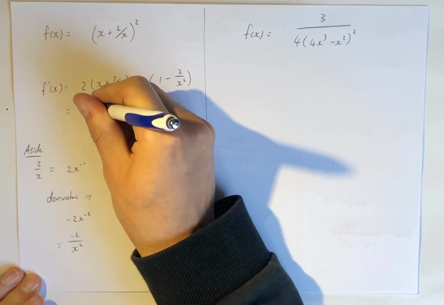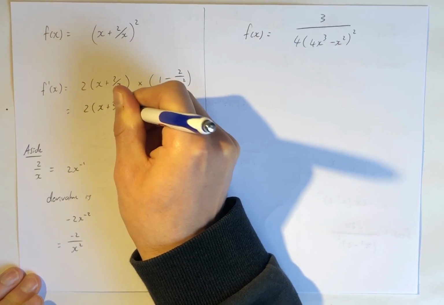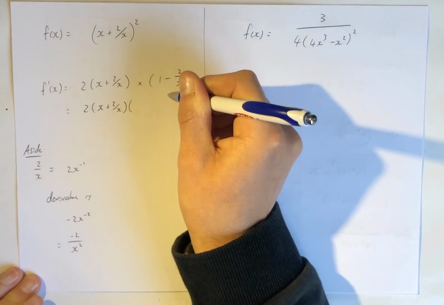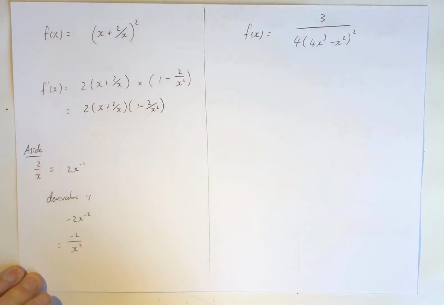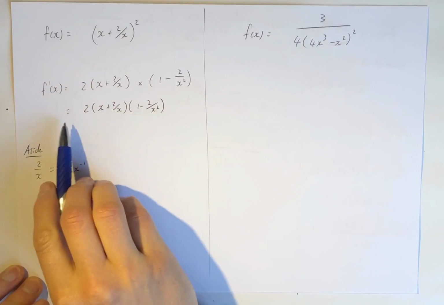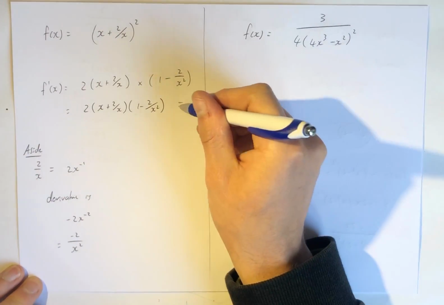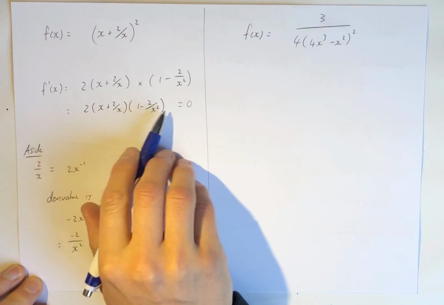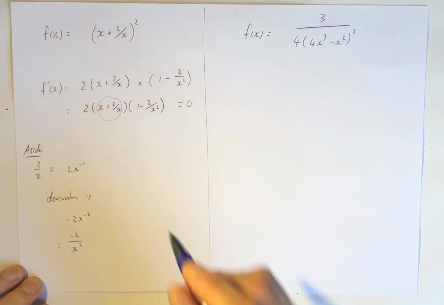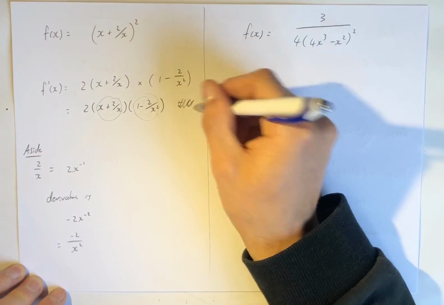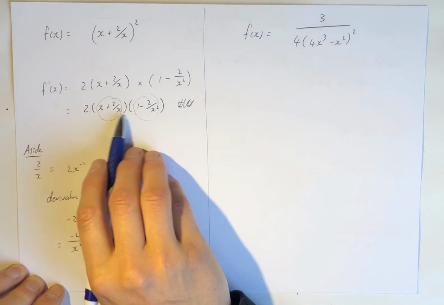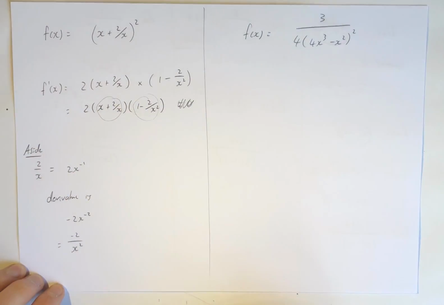So 2x plus 2 over x, times 1 minus 2 over x squared. And we'll just leave it as a double bracket. Again, if we were wanting to figure out where the gradient was 0, it would be very easy to solve when either this thing is 0 or this thing is 0. So that's why I like to just leave things as products instead of expanding out and having addition and subtraction.